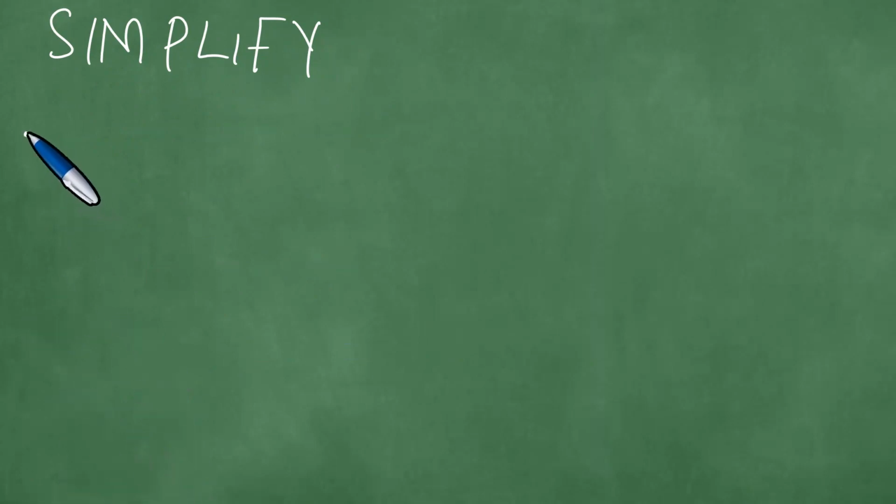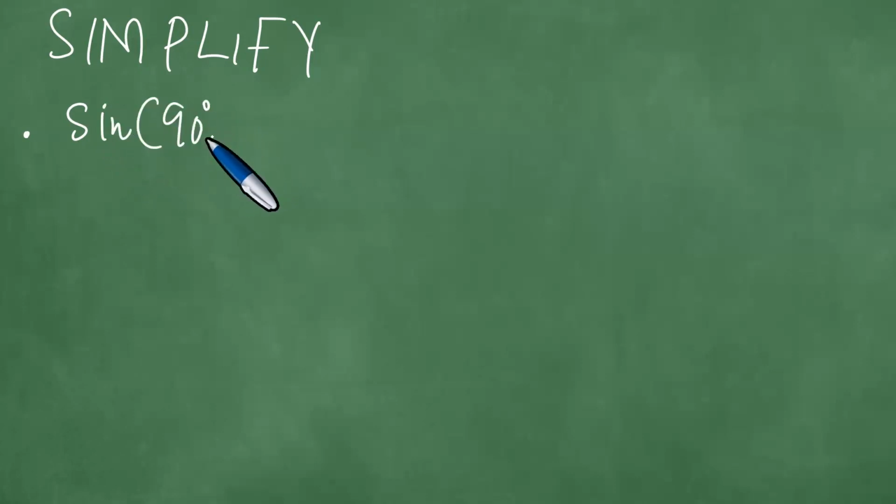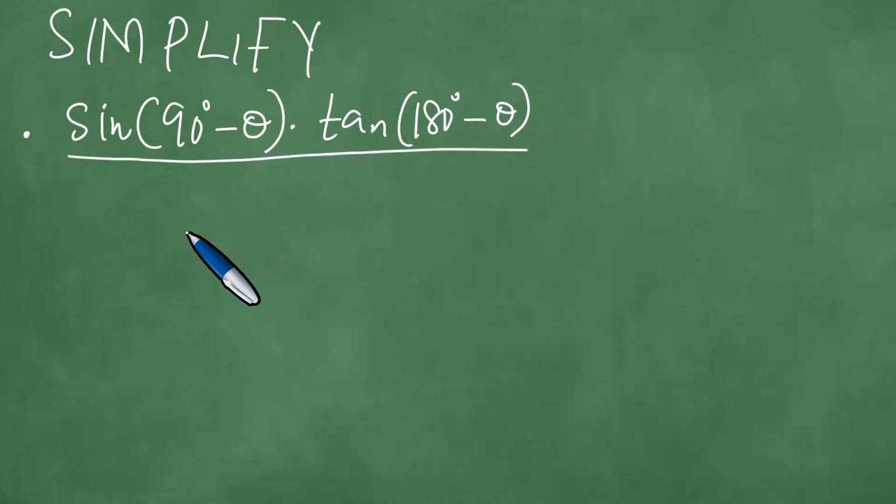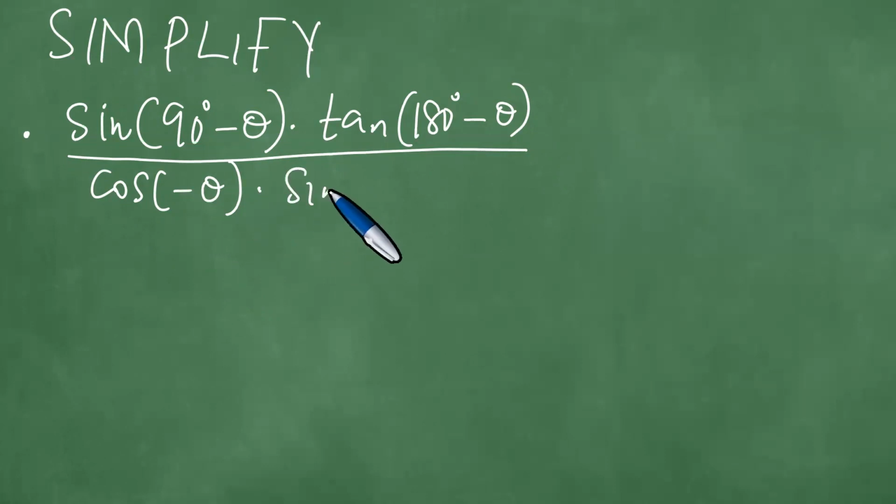Simplify when you have been given the sine of 90 degrees minus theta, the tangent of 180 degrees minus theta, divided by the cosine of minus theta, the sine of 180 degrees plus theta.